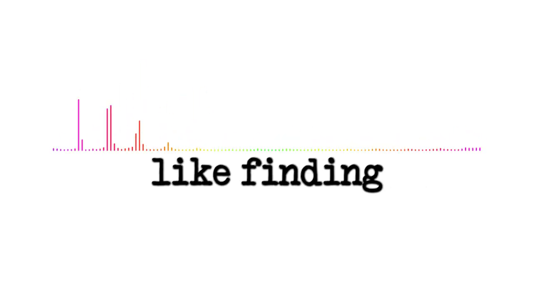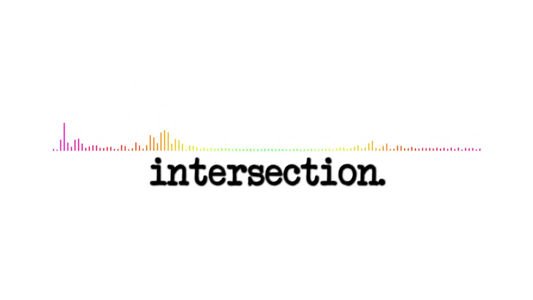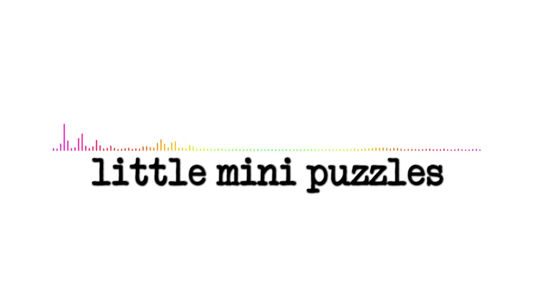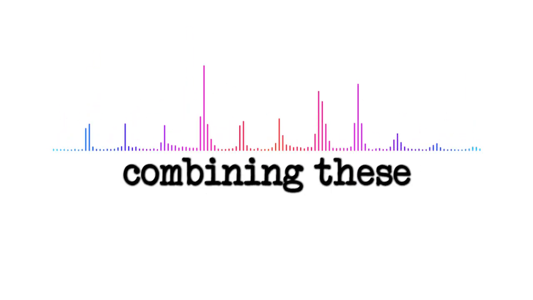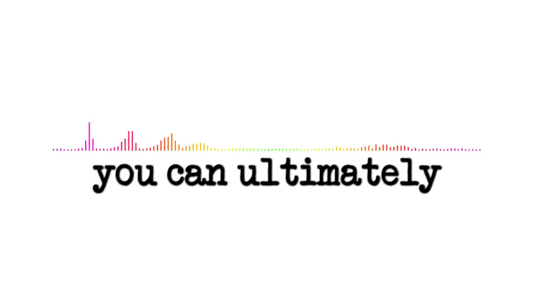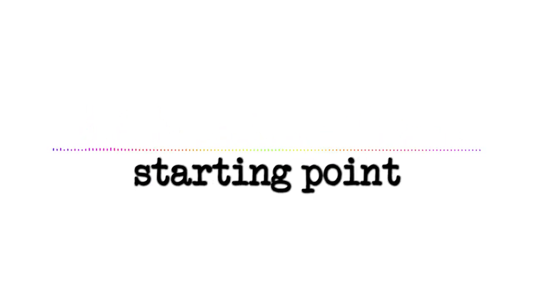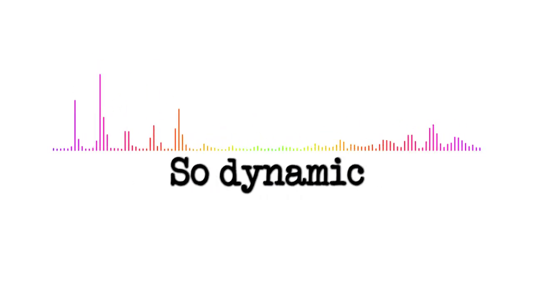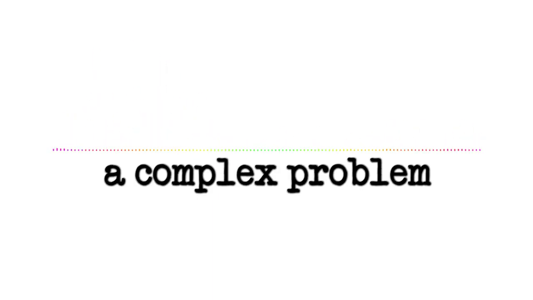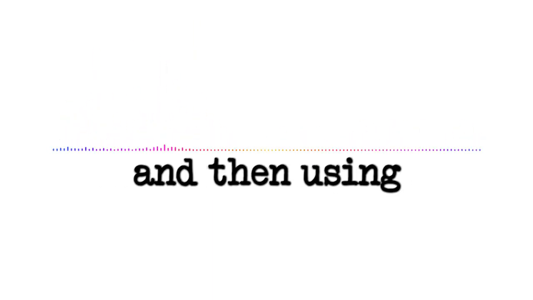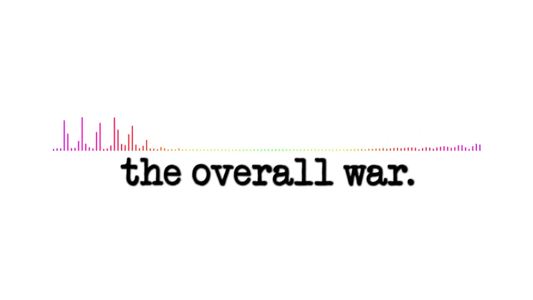Okay, so it's like finding the shortest path to each individual intersection, like solving little mini puzzles and then piecing them together to get the big picture. That's the essence of it. And by combining these smaller solutions, you can ultimately find the shortest path from your starting point to your destination. So dynamic programming is like a master strategist, breaking down a complex problem into smaller battles, and then using those victories to win the overall war.